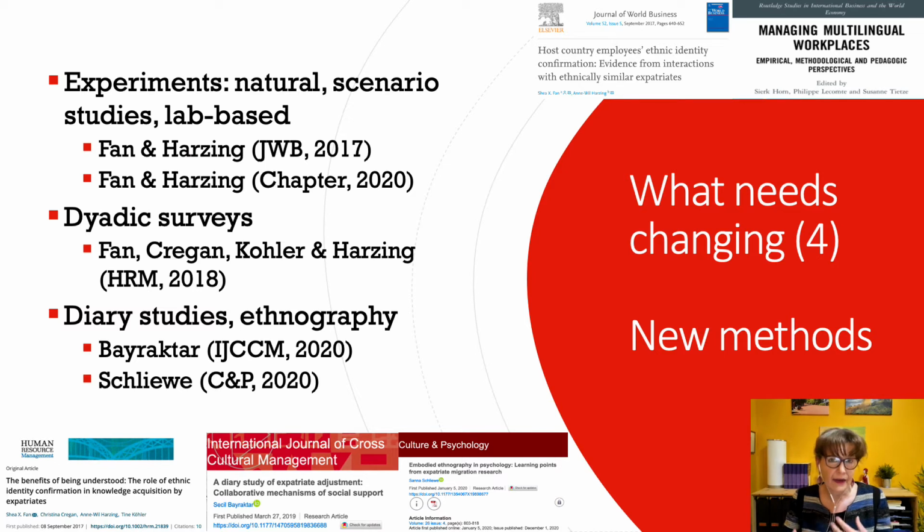And then dyadic surveys. So these are still surveys, but they are targeted at both parties of a relationship. So if we're talking about international mobility research, that's often the expatriates and the host country employee. So again, in her PhD, Xie Fan asked both the expatriates and their local counterpart to answer a survey, and these surveys were then matched to compare their responses.